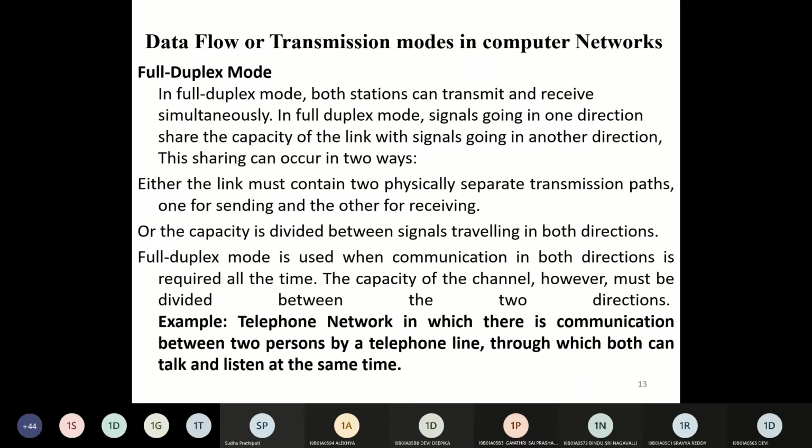Full duplex mode is used when communication in both directions is required at the same time. The capacity of the channel is divided between the two directions. Example, as I told you, is the telephone network, in which there is communication between two persons by a telephone line through which both can talk and listen at the same time. So transmission of data between the two entities or the two devices can happen at the same time. So that is full duplex.